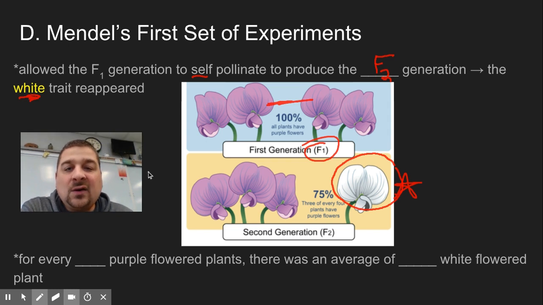And he noticed when he did these crosses, again, doing biology experiments, but with the math brain, being good with numbers, he picked up on a pattern. He noticed that for every 3 purple flowered plants, there was 1 white flowered plant. It was always this 3-to-1 ratio when that white trait reappeared in that second or F2 generation.